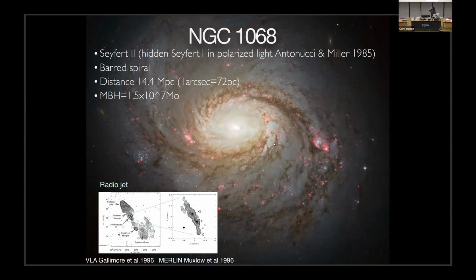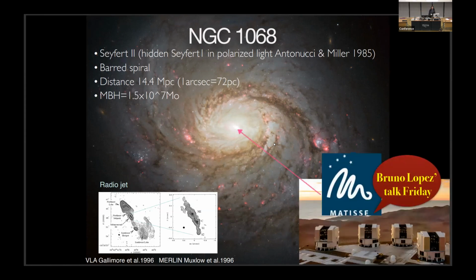In polarized light, Antonucci and Miller in 1985 found that it looked like a Seyfert 1. It's also a barred spiral, and the mass of the black hole is about 1.5 times 10^7 solar masses. It's a really quiet galaxy. It has a very small radio jet.